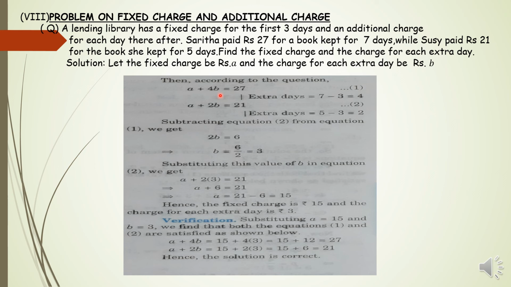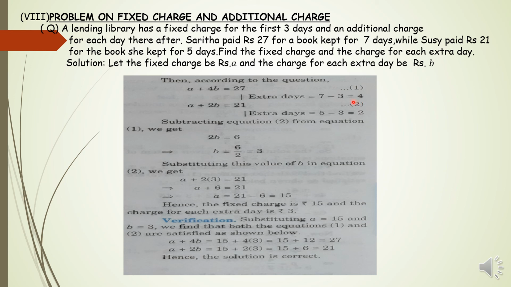Sarita is keeping the book for 7 days, so we can frame the equation, and she has paid rupees 27. So what will be the equation? For 3 days she paid A, plus for the remaining 4 days she needs to pay an additional charge of B. So A plus 4B is equal to 27. Here I have given the hint for finding the extra days: extra days is equal to 7 minus 3, that is equal to 4. For 4 days she needs to pay the additional charge.